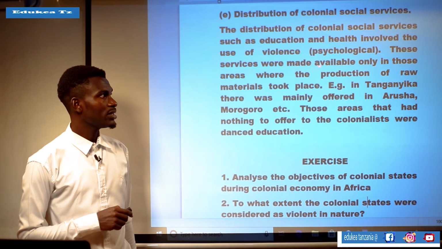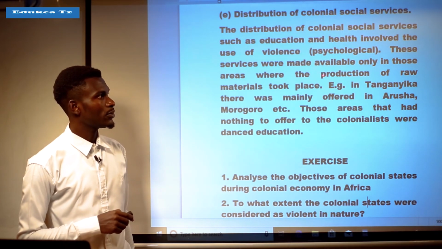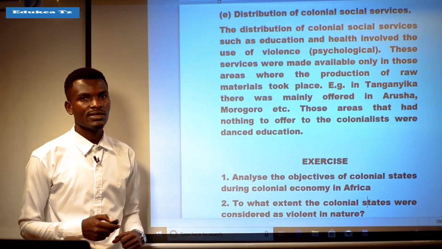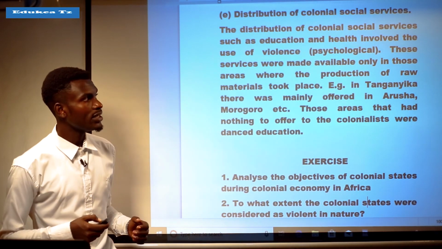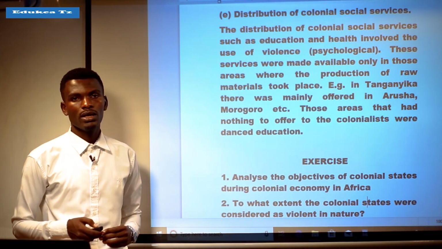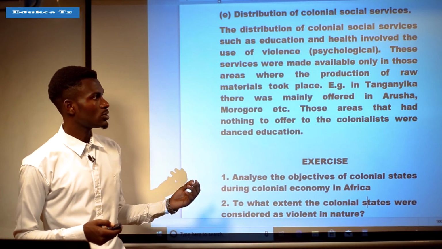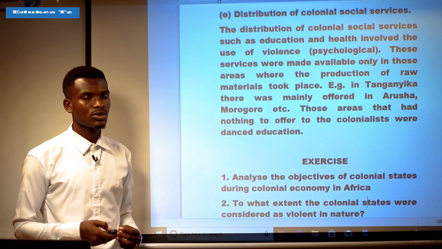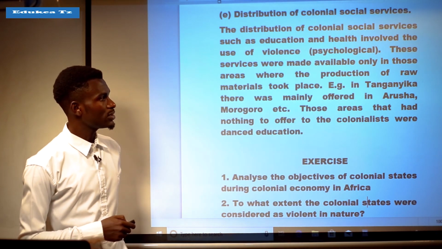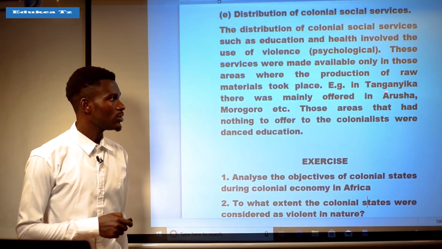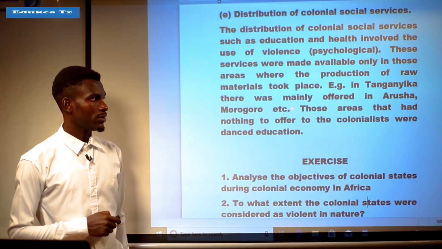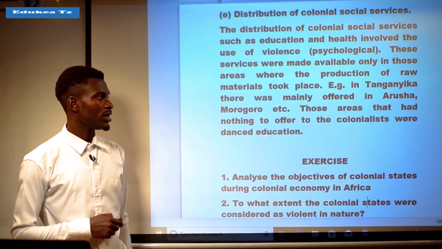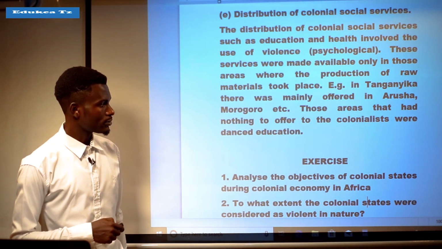These services were made available only in those areas where the production of raw materials took place. It means that the provision of those social services was made available in areas where production activities were taking place, for example, the areas where raw materials were produced. For example, in Tanganyika, services were mainly offered in Arusha, Morogoro, and so on. Those areas that had nothing to offer to the colonialists were denied education.